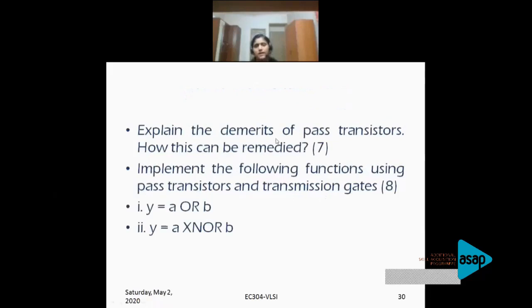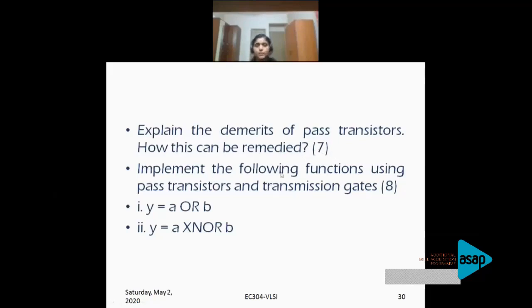Another question is, explain the demerits of pass transistors, how it can be remedied. So what is a major demerit of pass transistors? That is, it cannot pass a good 1 or good 0. So you have to explain how it is not passing a good 1 or good 0. And the way which you can remedy that is using a transmission gate. So you have to define what is a transmission gate, how it passes a good 0 or good 1. They've given 7 marks for that question. If you answer, you will get 7 marks.